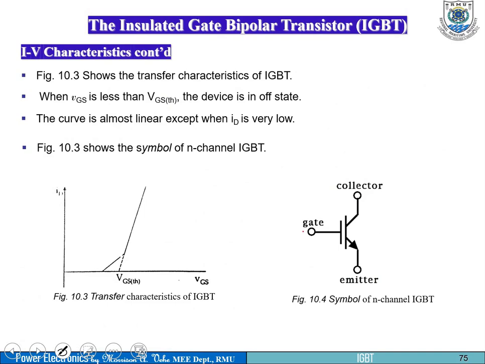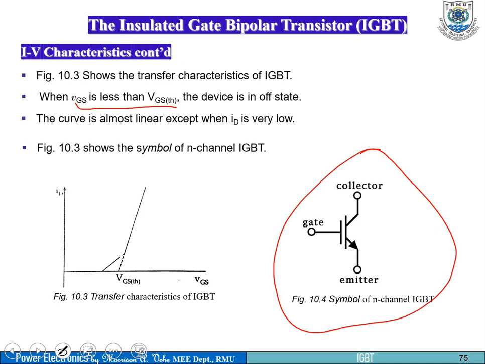We can also talk about the transfer curve. When VGS is less than VGS threshold, the device is in the off state. The curve is almost linear except when drain current is very low. So this is the symbol, and take note of this. When we say collector, you should take your mind back to the BJT. You can easily say collector and emitter in a bipolar junction transistor. For our discussion here, as far as the BJT is concerned, collector is the same as drain, and emitter is the same as source. Then, if you like, our gate can be seen as the base.